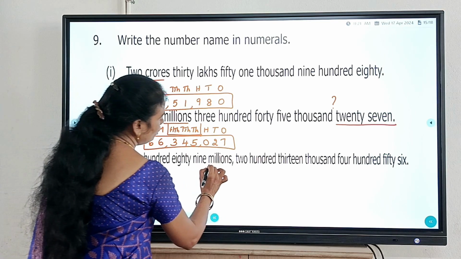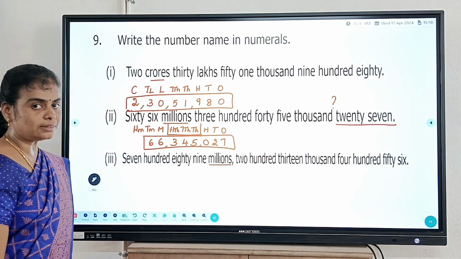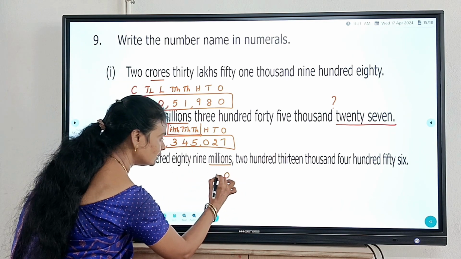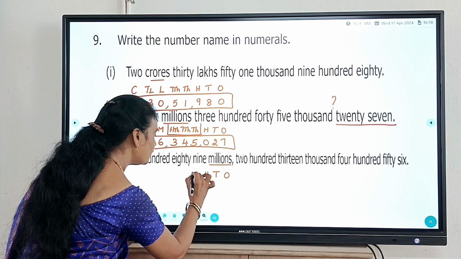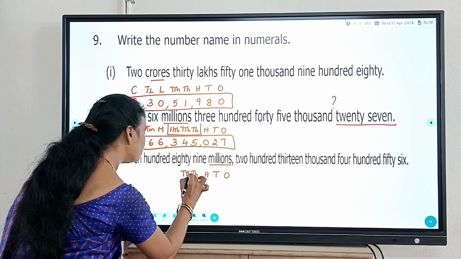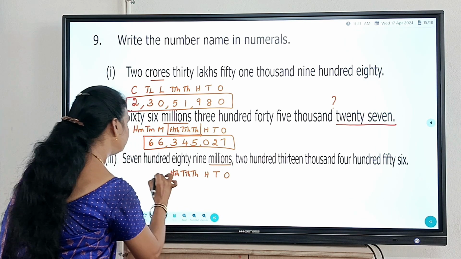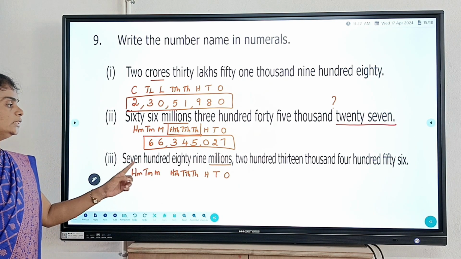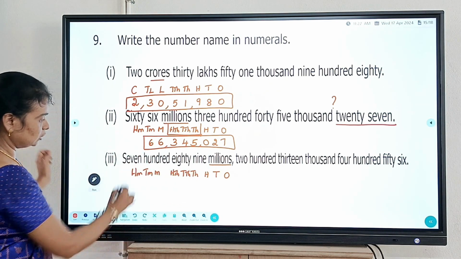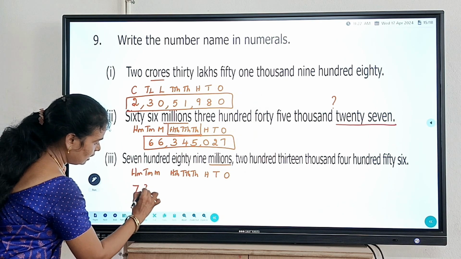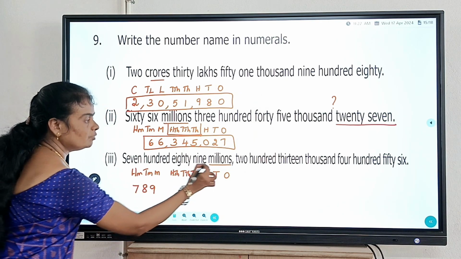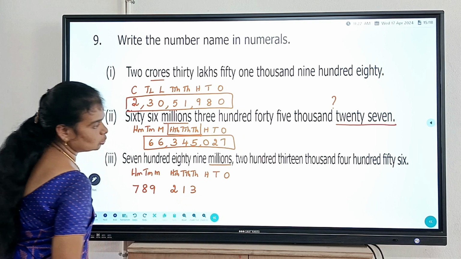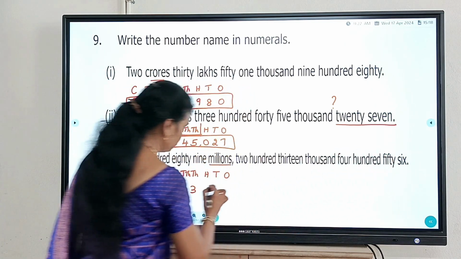789,213,456. And here also you can see the word millions, which comes in the international system. So now write the place values of the number in the international system. Ones, tens, hundreds, thousands, 10,000s, 100,000s, millions, 10 millions, 100 millions. So now 789 millions. So 100 is given. 789 millions. Then 213,000. Then 456.